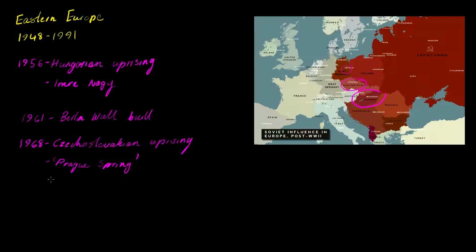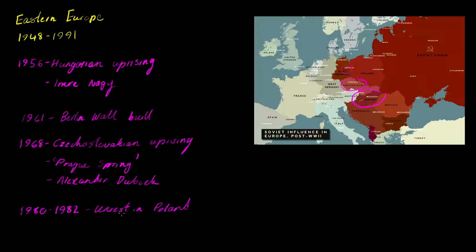And the leader of Czechoslovakia, who tried to free Czechoslovakia from the stringent restrictions, who tried to give Czechoslovakia independence, is Alexander Dubček. So he was a leader at the time who tried to reduce Russian control of Czechoslovakia, but it failed once again. We'll go into more detail later.